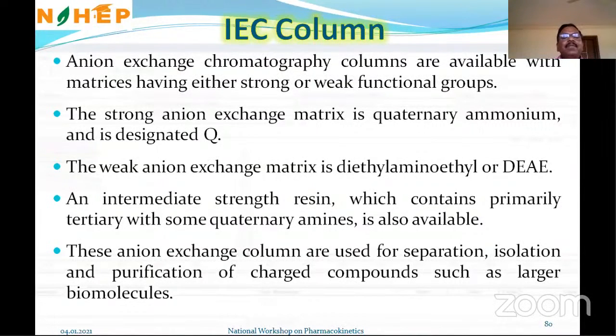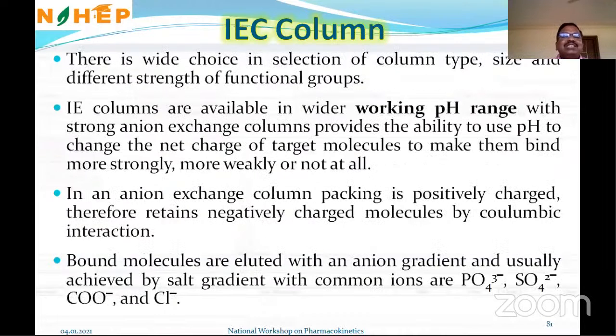It is also available. These anion exchange columns are used for separation, isolation, and purification of charged compounds, such as larger biomolecules like proteins and polysaccharides. There is a wide choice in the selection of column type, size, and different strengths of the functional groups. Ion exchange columns are available in wider working pH ranges. A strong anion exchange column provides the ability to use pH to change the net charge of target molecules to make them bind more strongly, more weakly, or not at all.